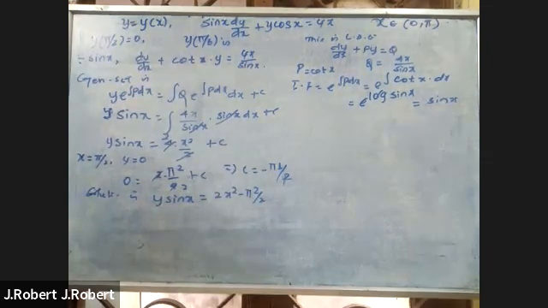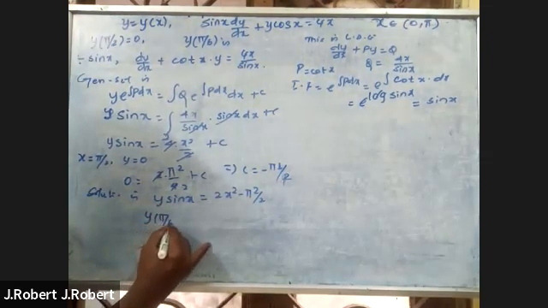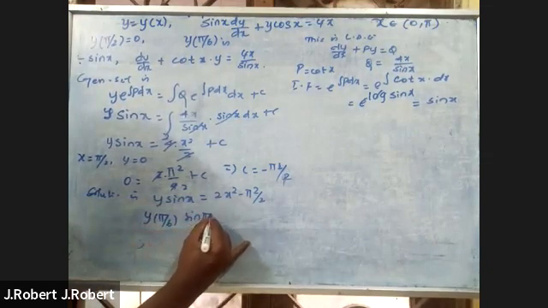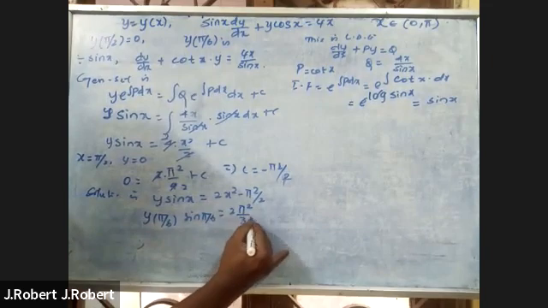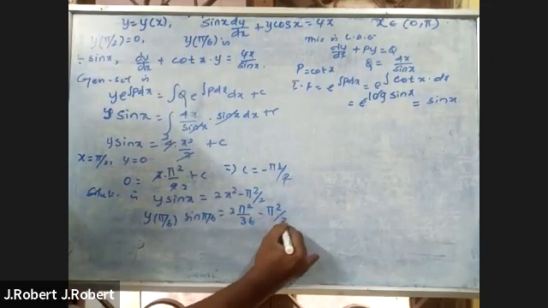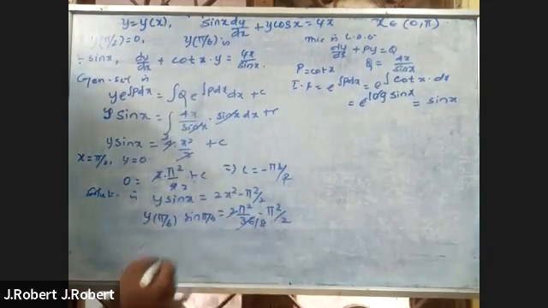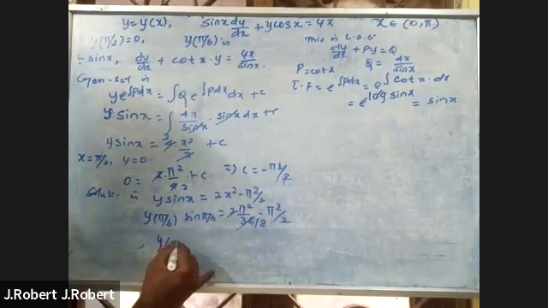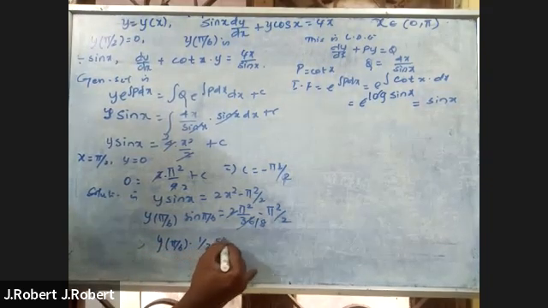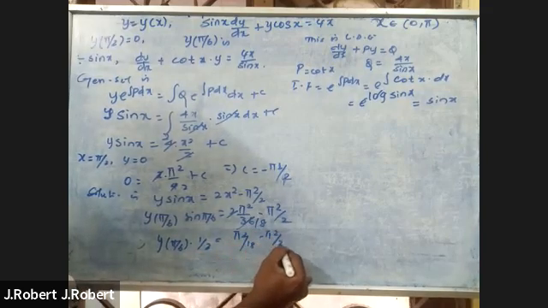My question is, what is the value of y of pi by 6? Y of pi by 6 means wherever x comes, you put pi by 6. 2 into pi square by 36 minus pi square by 2, and the 2 will go 18 times, over sin pi by 6. What is sin 30 degree? Anyone? What is sin 30 degree? Which is equal to 1 by 2, so pi square by 18 minus pi square by 2.